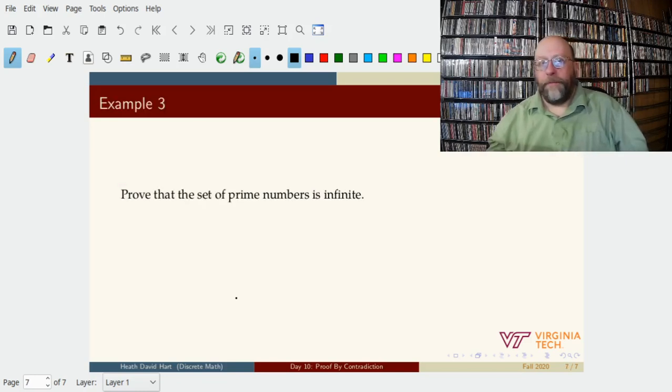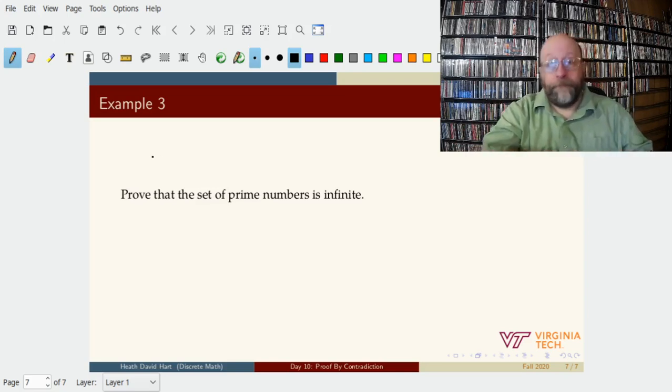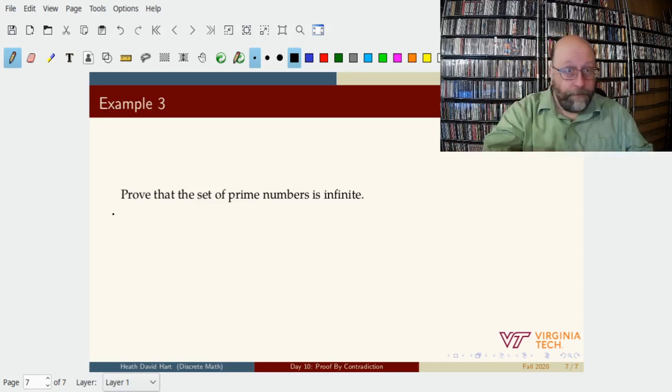All right, example 3. We want to prove that the set of prime numbers is infinite. Okay? So the idea is we're going to assume that there are only a finite number of prime numbers, and then show that that leads to a contradiction. Okay, so here's our proof. We're going to say it's a proof by contradiction.